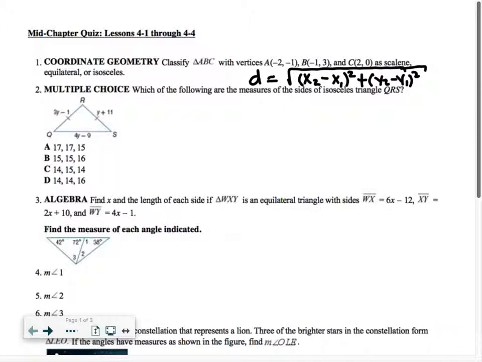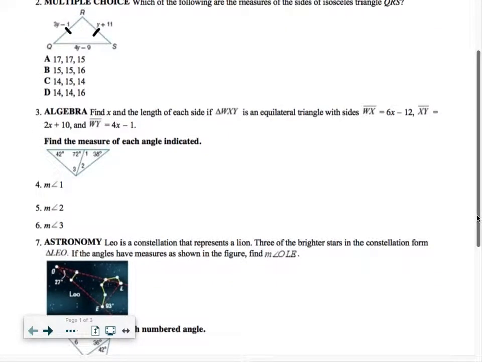Problem 2 here, which of the following are the measures of the sides of the isosceles triangle QRS. So here QR is congruent to RS. Those are marked congruent. Got to find Y and then plug that back in. So you've got to use what you know about congruent sides there. Number 3, so here you've got to find X. So here it might be useful to draw your triangle WXY as an equilateral. You can label the sides and find X and then each side.